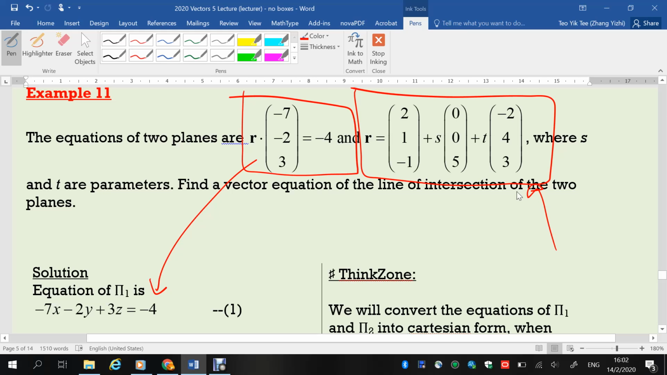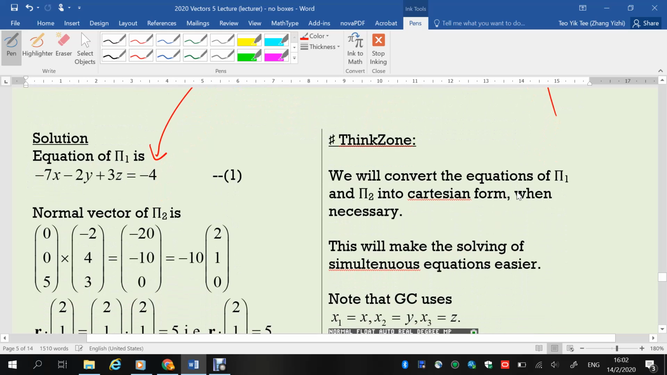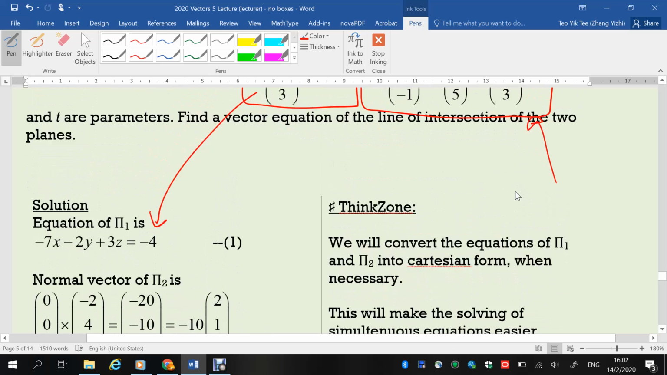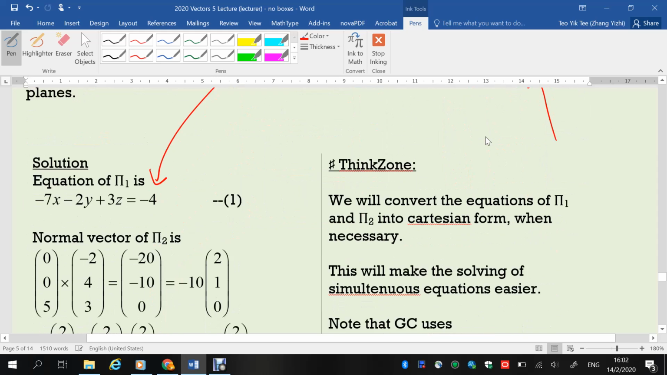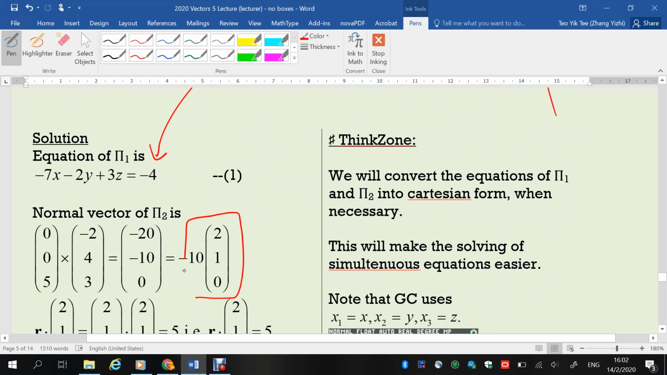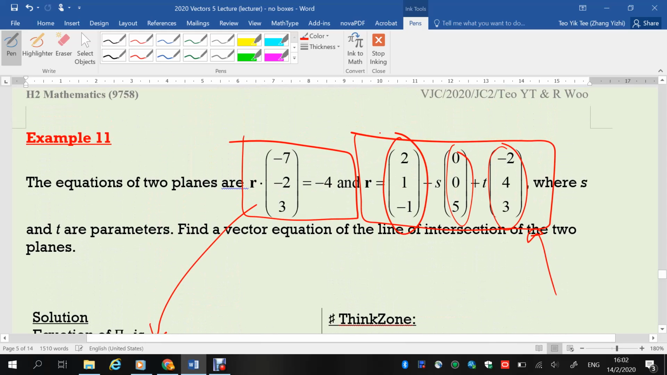I need to switch to the r dot n form first. But before I can switch to r dot n form, I must find a normal vector. How to find a normal vector of this plane? Cross product of these two direction vectors of the plane. And this is my normal vector of the plane. So I have the normal vector. Do you have a point on the plane? This is my point on the plane.